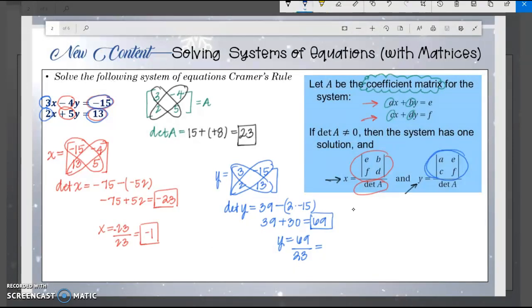So my final answer for my ordered pair is going to be -1, 3, which is the same value that I found using substitution or elimination when I was solving this system algebraically. So we're going to go ahead and try 2 more systems of equations using Cramer's rule, and we're going to follow the same process each time, where we go through and set up 2 different matrices, take their determinants, and then we divide those numbers by the determinant of the coefficient matrix.